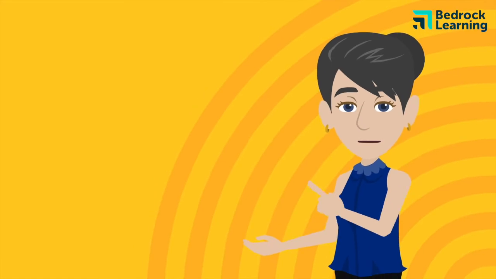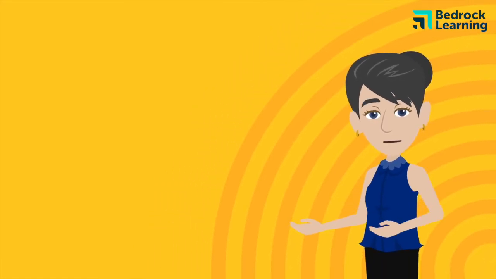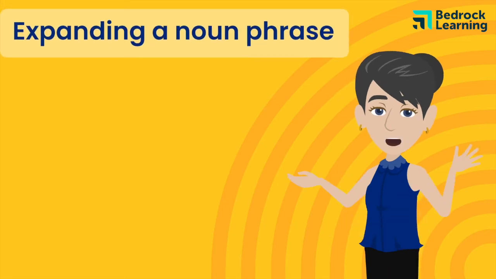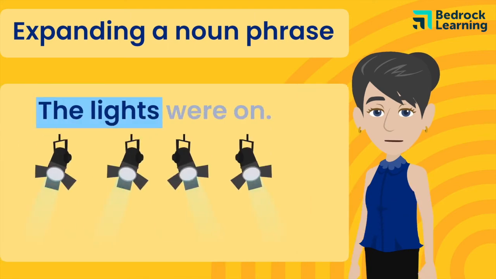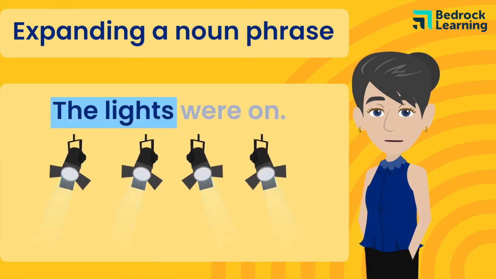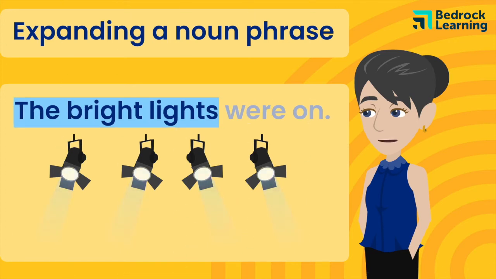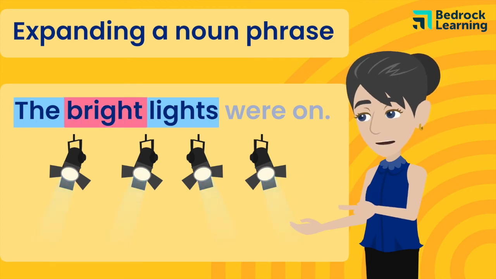Last lesson, we learned that by expanding phrases, we can be more descriptive in our writing. If we want to expand a noun phrase, our first option is to insert a word before the head noun. Let's look at the noun phrase, the lights. How can we add detail and description here? Let's expand this noun phrase. The bright lights. The writer has added an adjective, bright, to the noun phrase to add description and colour to their writing.